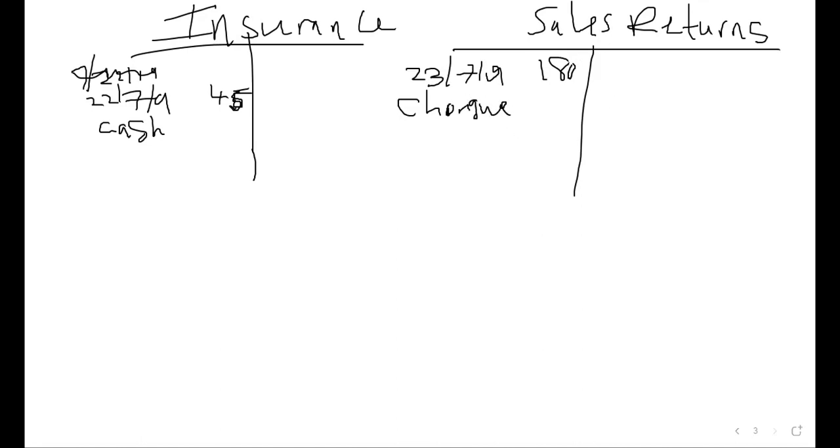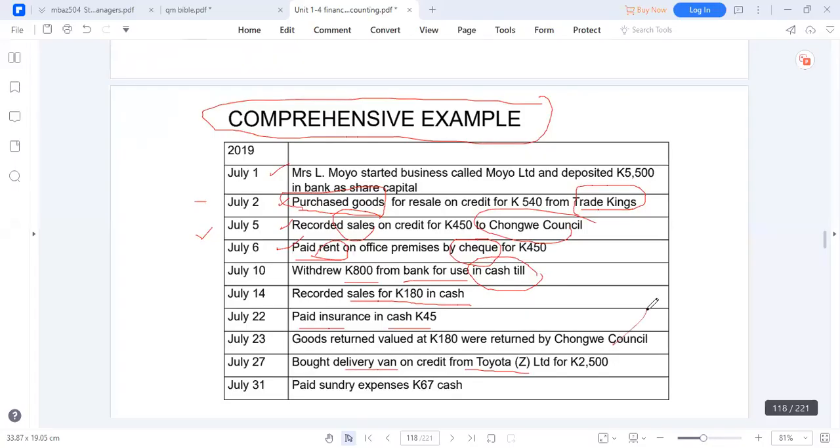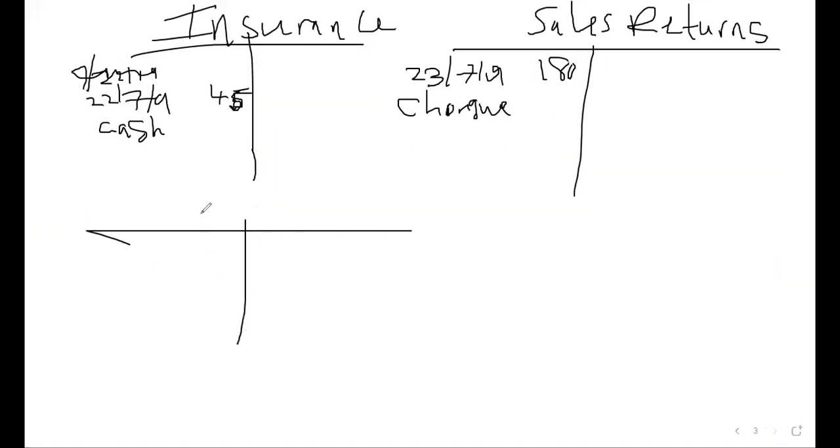Then what else? Let's go to the other transaction. So we have done these ones. Bought delivery van on credit from Toyota Zambia. So delivery van and Toyota Zambia.